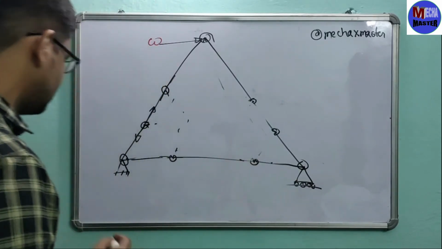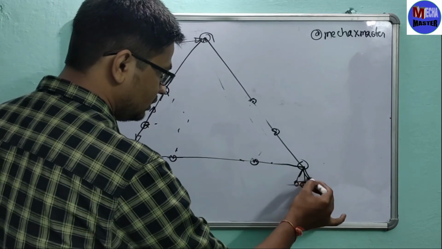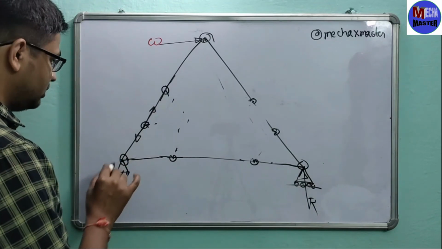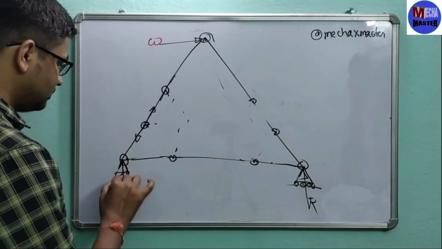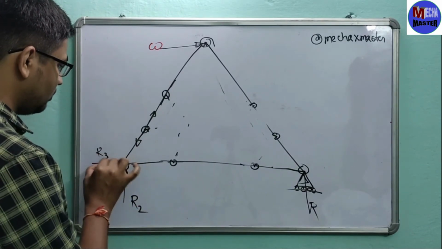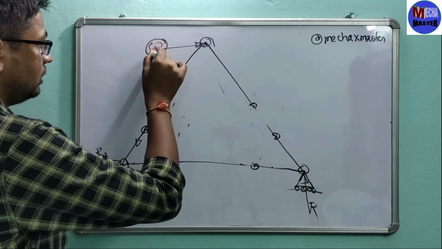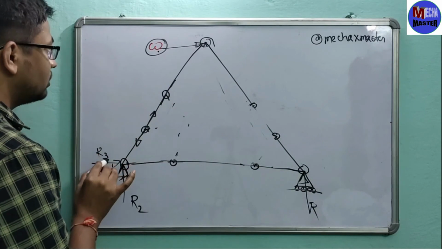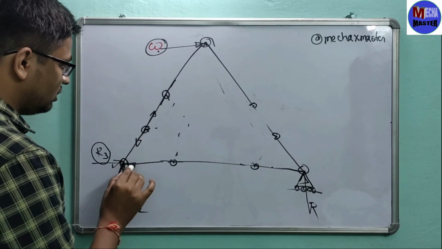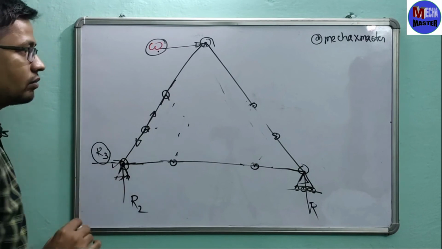Now make the reactions. Since this is the roller support, there will be only one reaction, R, and at this point there will be two reactions, 2 and 3. Since there is a horizontal force, this will not be zero. And at this joint, there are other members also. These two are collinear and there is an external force.